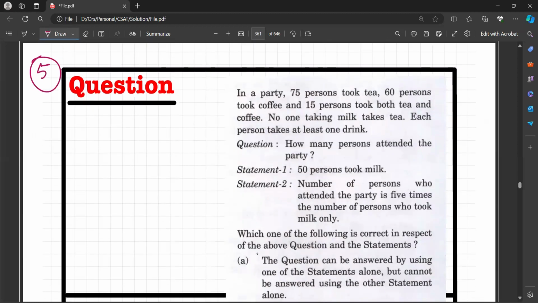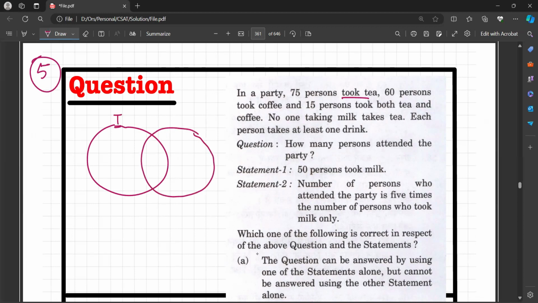75 persons in a party, 75 persons took tea. 60 persons took coffee. 15 persons took both tea and coffee. So this is tea, this is coffee. Each person takes at least one drink. No one taking milk takes tea. That means it can take coffee also. Because it is not given, we cannot assume that milk will not intersect with coffee. Milk won't intersect with tea, but milk can intersect with coffee.